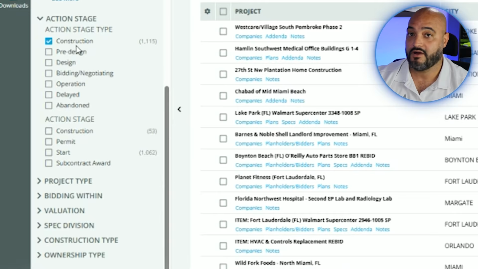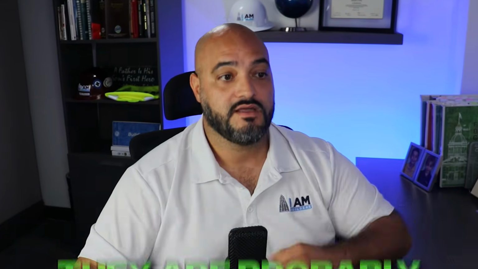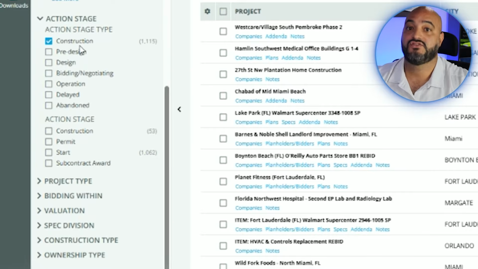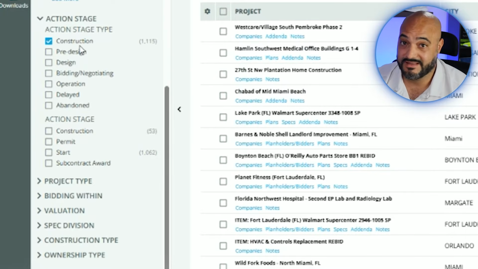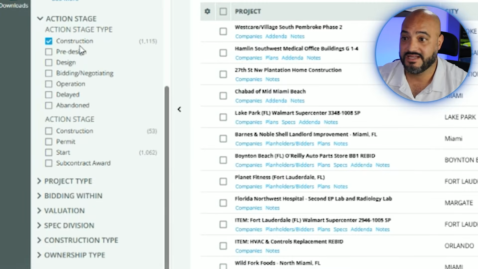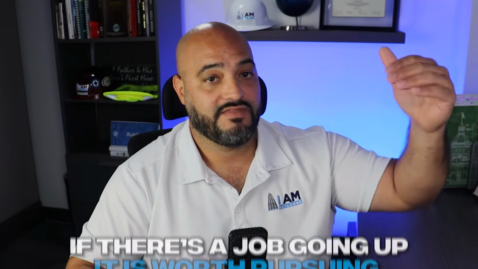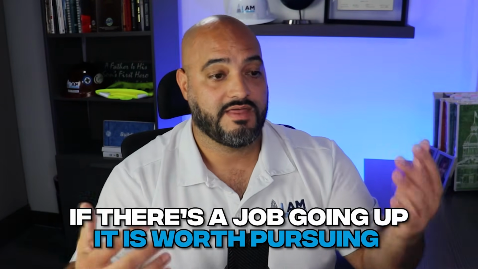If somebody's building a project, they're probably building more. And that means they're probably good at closing. They're probably good at taking jobs into construction. Believe it or not, a lot of jobs don't get to construction. They get canceled. There's no financing. They can't meet the budget. There's 1,000 reasons jobs don't start. If these guys have a sign, if there's a job going up, then it's worth pursuing.